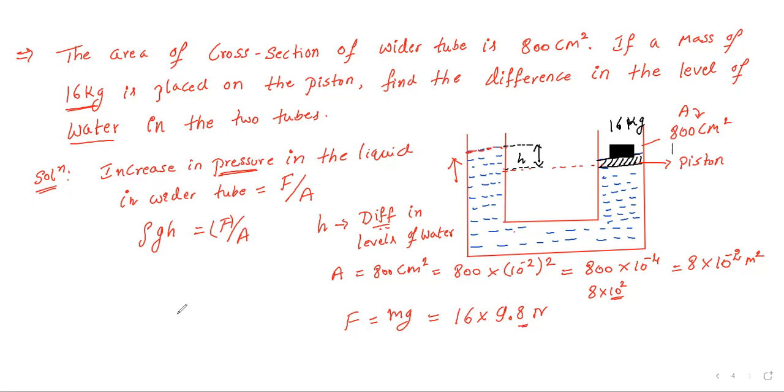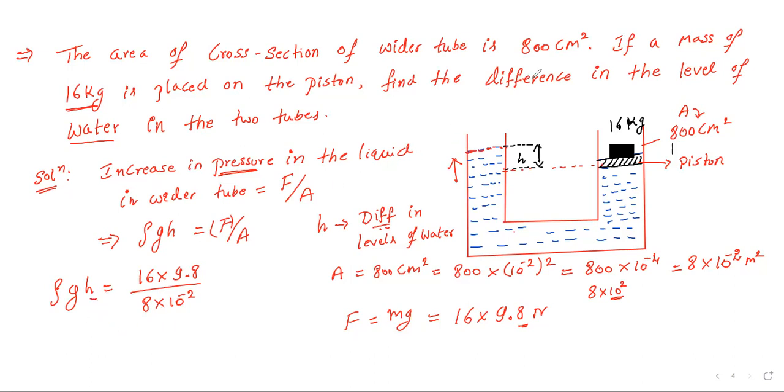Now substitute here in this. So rho gh in this form is equal to F by A. F is 16 into 9.8. 9.8 by A. Area A is 8 into 10 power minus 2. Now I should find out the h here.